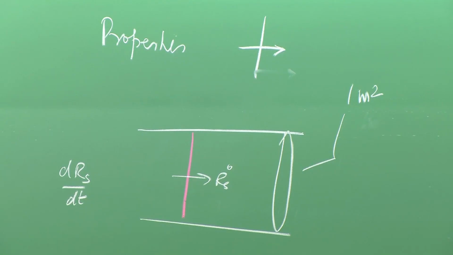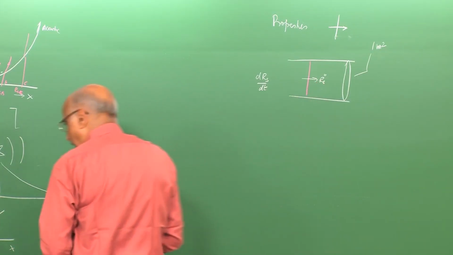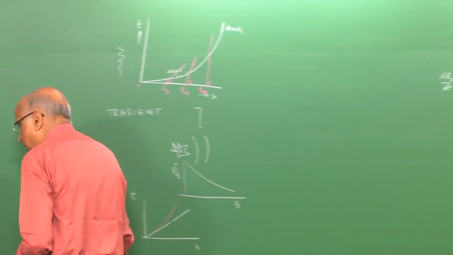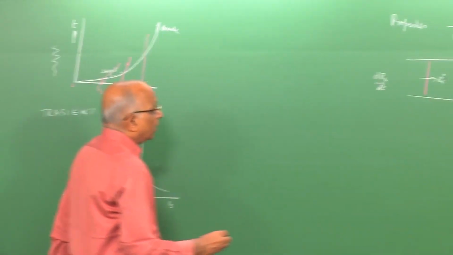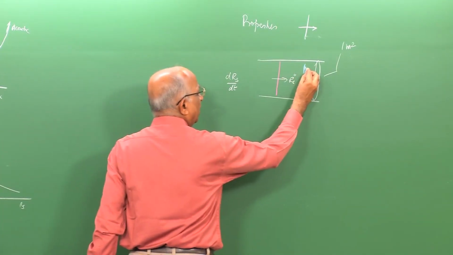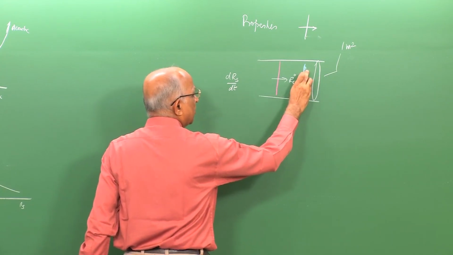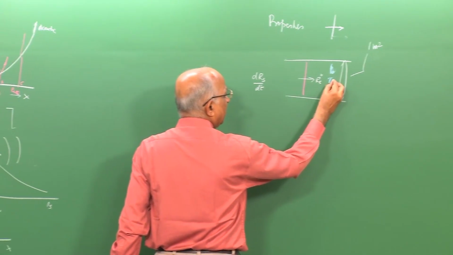Let us also presume that this shock is moving into a medium, and this medium has properties. The properties of this medium are, let us say, initial pressure is P0, let it be atmospheric, in which case the pressure is equal to 100 kilopascal or 10 to the power 5 pascal. Let it be at initial temperature T naught.